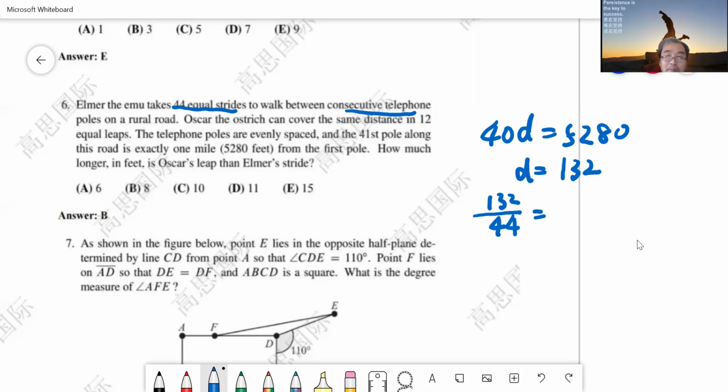So we find this pace length is 3, right? If you look at the Oscar, that's going to be 132 divided by 12, which gives us 11. So that means 11 feet for Oscar and 3 feet for Emil. The difference, 11 minus 3, will be 8.